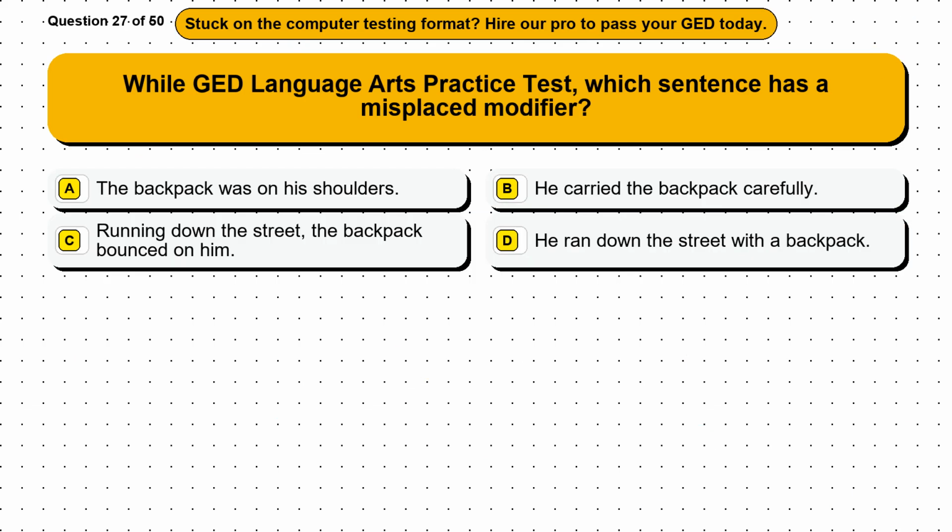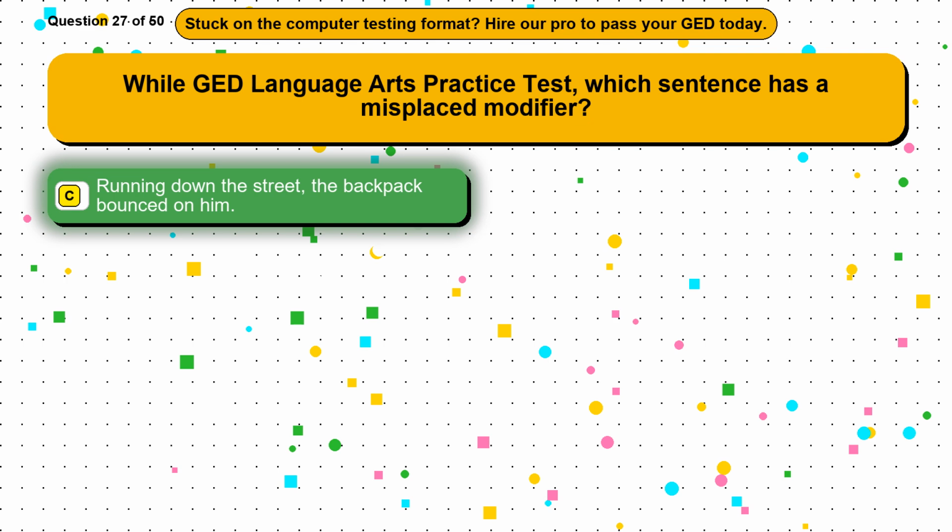Question 27. While GED Language Arts Practice Test, which sentence has a misplaced modifier? Option A. The backpack was on his shoulders. Option B. He carried the backpack carefully. Option C. Running down the street, the backpack bounced on him. Option D. He ran down the street with the backpack. The correct answer is option C.